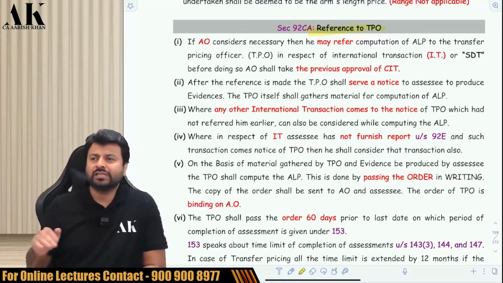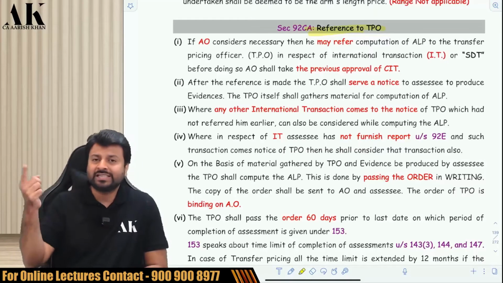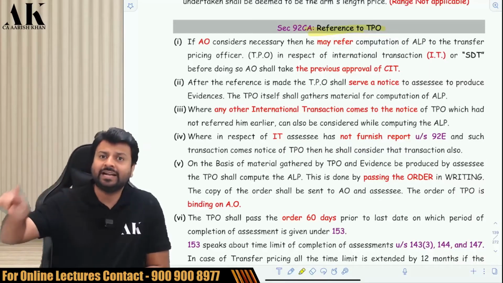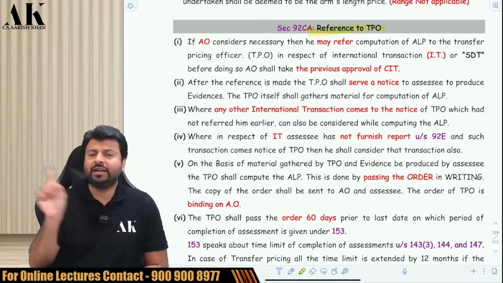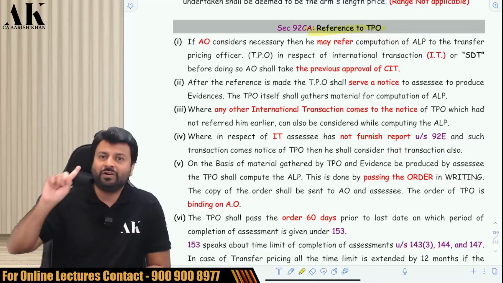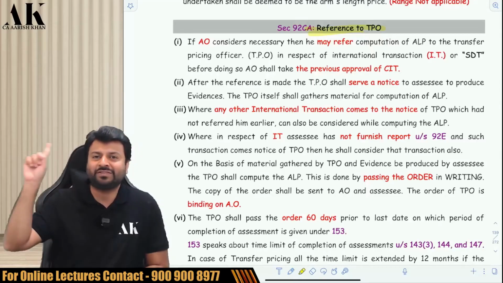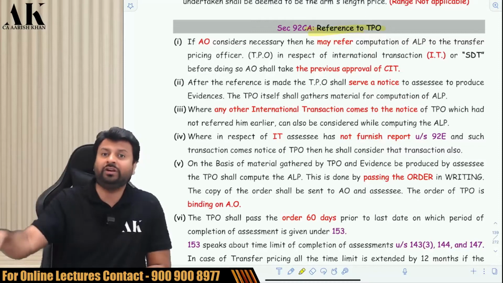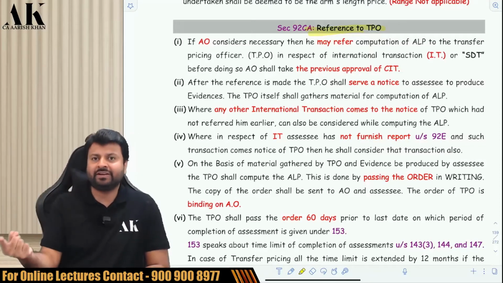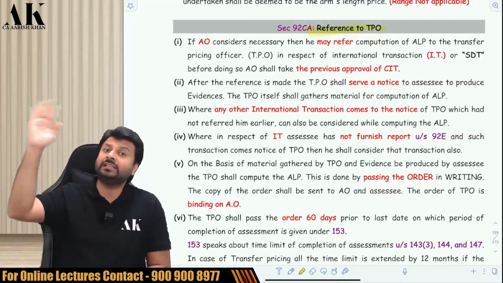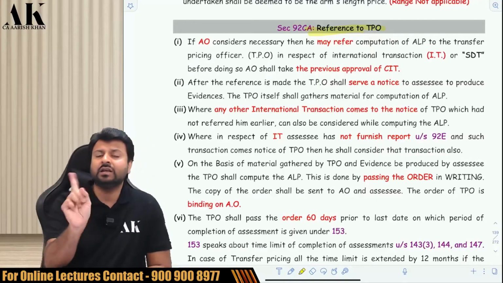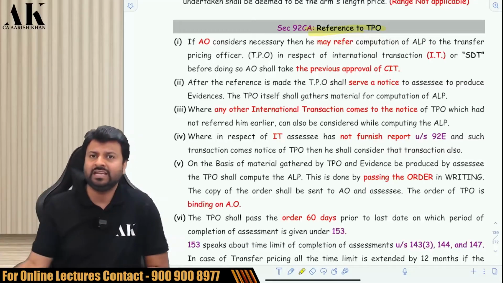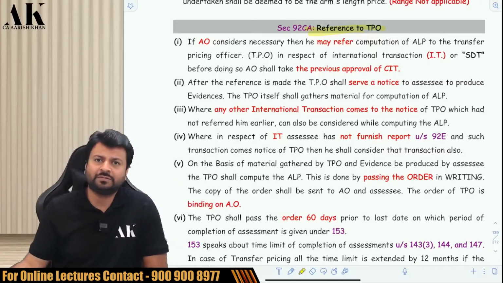Now suppose I made a reference to TPO of X transaction, can TPO take the Y transaction without me giving my reference? Yes, he can take that in respect of an international transaction, but he cannot take that in respect of a domestic transaction. For domestic transaction, he can only compute arm's length price of those transactions which I have referred. But for international transaction, he can also take up transactions on his own without me referring him. If I have referred 3 transactions, he can take 3 more transactions on his own with respect to international transaction, but not with respect to domestic transaction. That is practically not possible at the end of the transfer pricing officer.